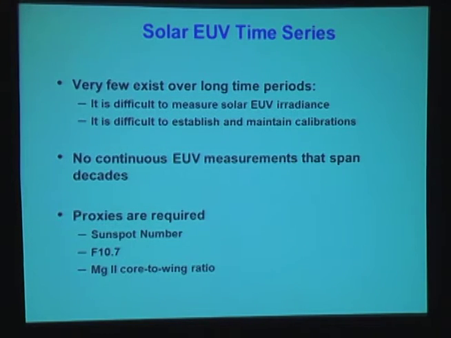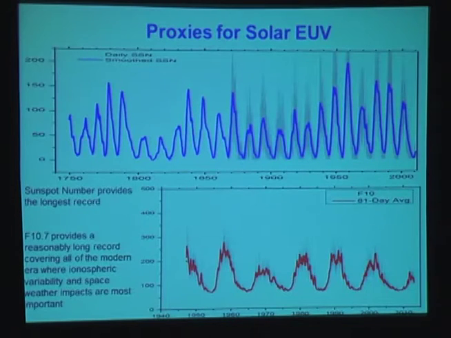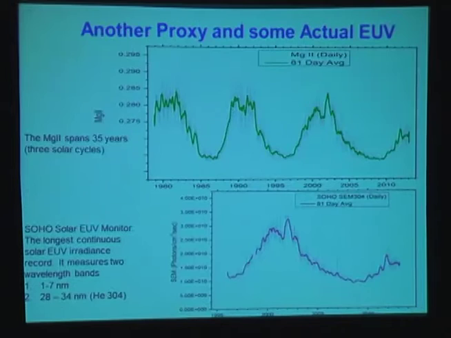So now we're going to switch gears from spectra to time series. In terms of EUV time series, very few existed over the long periods. As I said, this is a repeat, but there are no continuous EUV measurements that span more than a decade, more than a solar cycle. So proxies are required. And these are the proxies. I'll go through them quickly. Sunspot number you've all seen, F10.7, a very good proxy, goes back to 1947. The magnesium core to wing only goes back to 1978, but it turns out it's got some value.